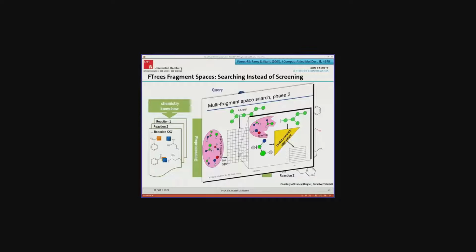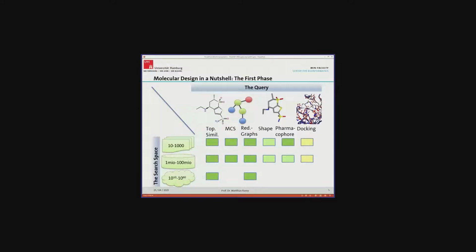But then, since we noticed the popularity and the impact of these make-on-demand catalogs, we started a few years ago to develop new algorithms for this approach. And in 2020, so last year and this year, we really had two big breakthroughs on the algorithmic side in analyzing chemical space. So this is actually my view on the problem.